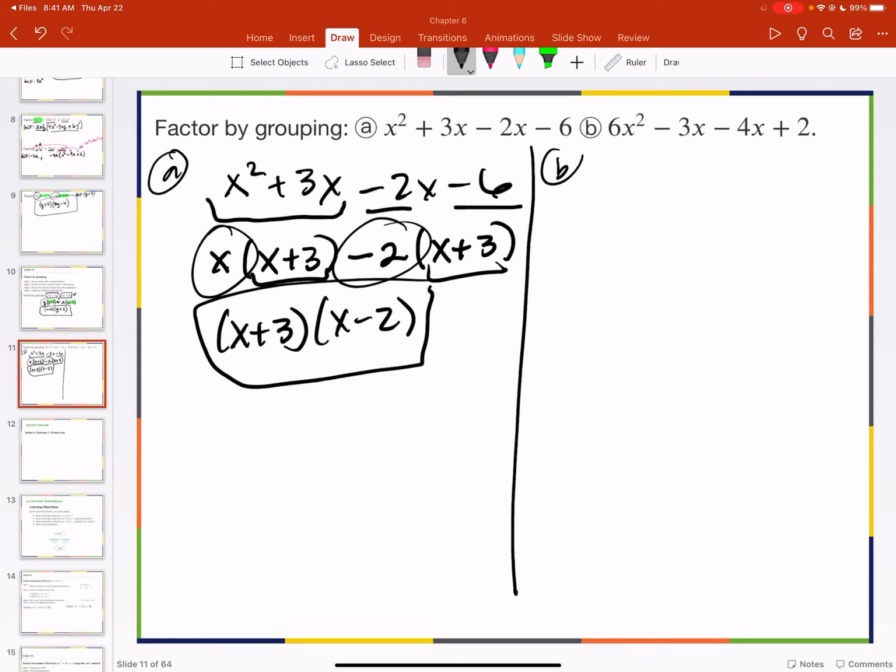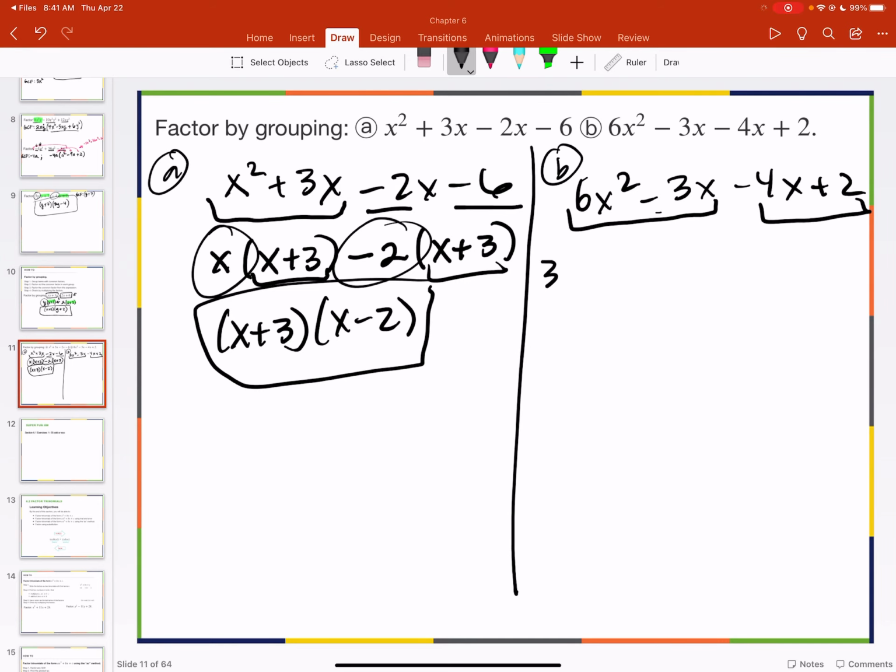We have here 6x squared minus 3x minus 4x plus 2. So factoring these 2 and these 2 together, the first two, I can pull out a 3x. That leaves me with 2x minus 1. Now the second two, I can see there's a negative, so I can take out a negative 2. Okay, and then we just have to be careful with our signs. So negative 2 times what gives me minus 4x? That's 2x. Negative 2 times what will give me a positive 2? And that's times negative 1.